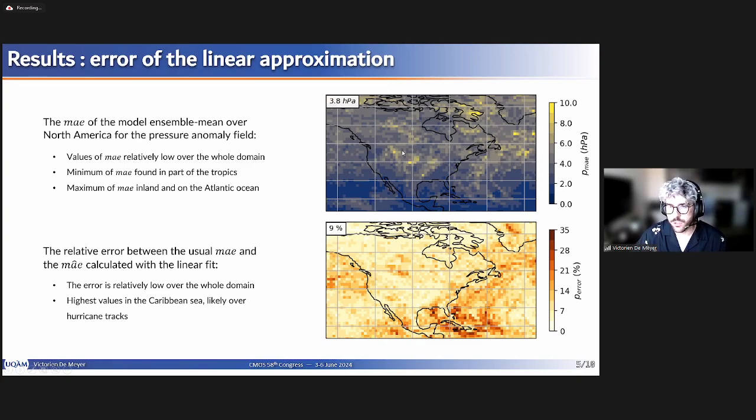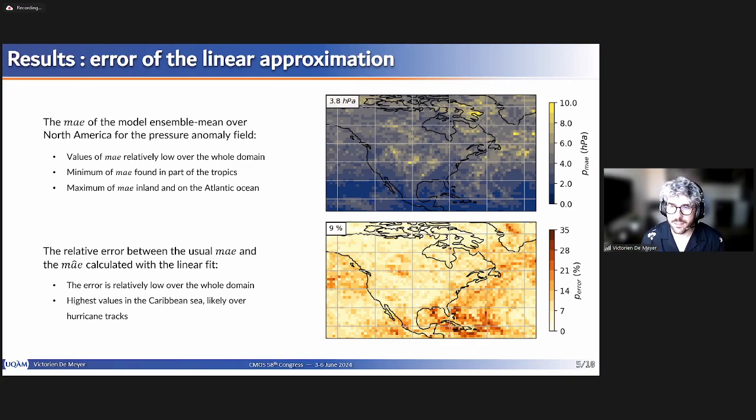Although we have some regions, for example, in the center of the USA here, and you can see also in the Atlantic Ocean, especially in the north of the Atlantic Ocean, where we have higher errors of the model compared to ERA5, up to 10 hectopascal of error.